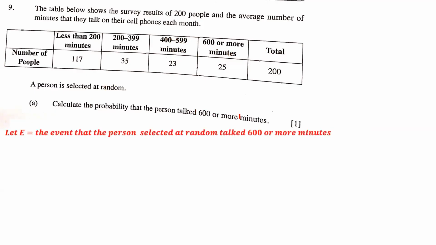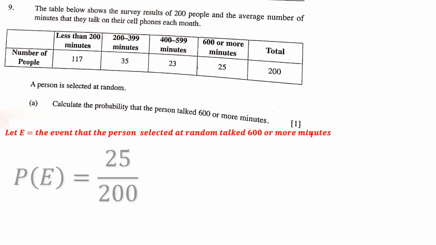We know that there are 200 persons in total. So that is going to be the number of elements in the sample space. Here it says let E equal the event that the person selected at random talks 600 or more minutes. That's what we set E equal to.